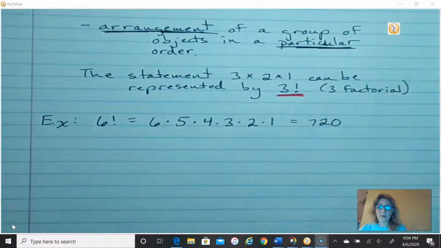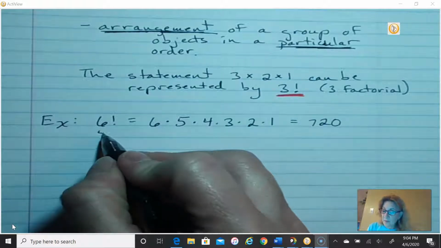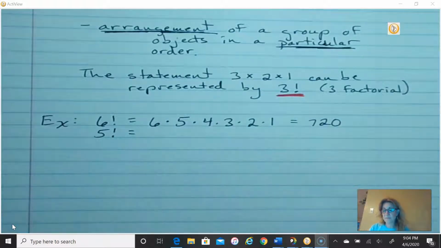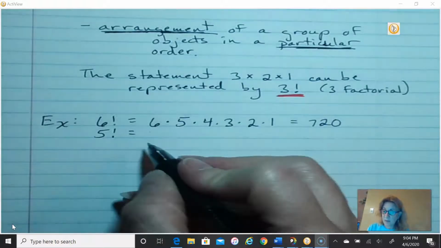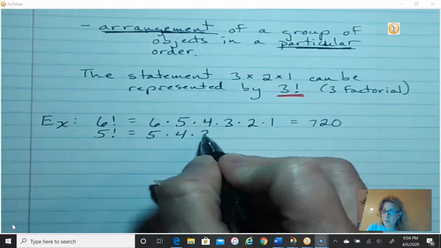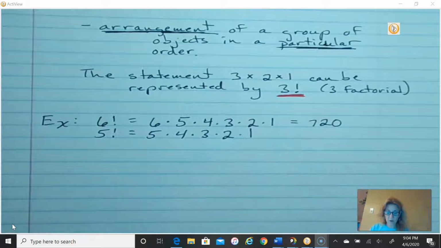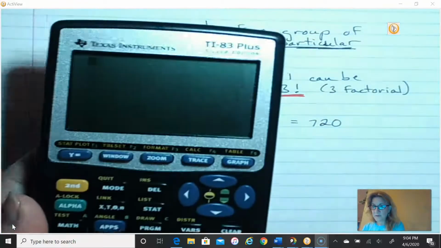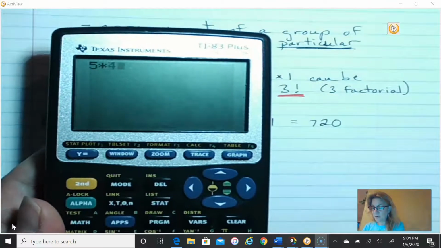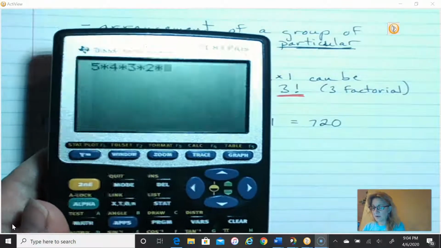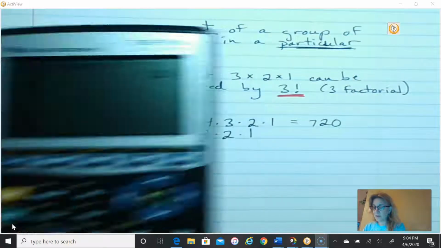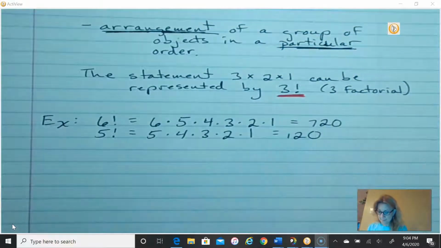I gotta turn this off, my batteries are running low. So if I did 5 factorial, if I said what is the answer to 5 factorial, you would do 5 times 4 times 3 times 2 times 1. And you would type it out. 5 times 4 times 3 times 2 times 1. 120. Okay.